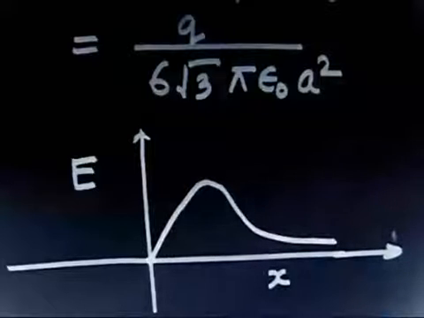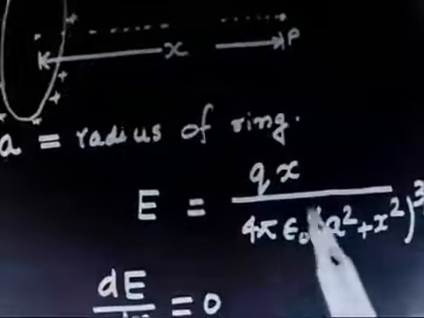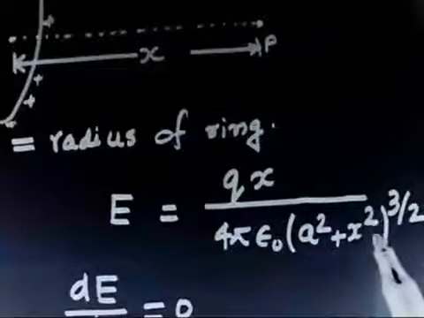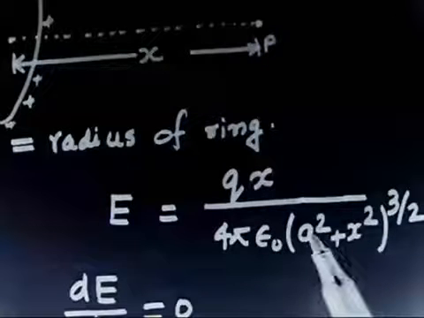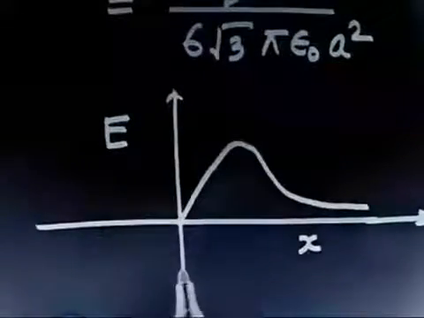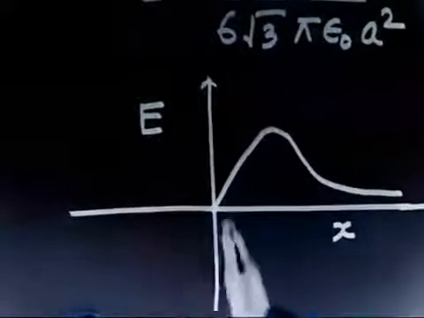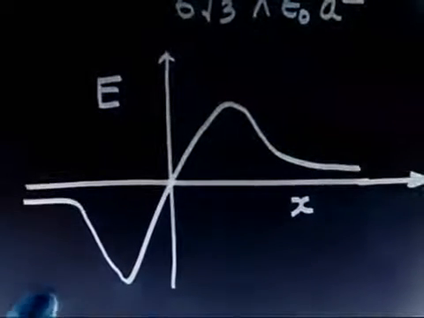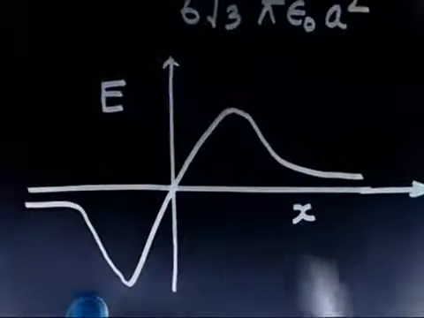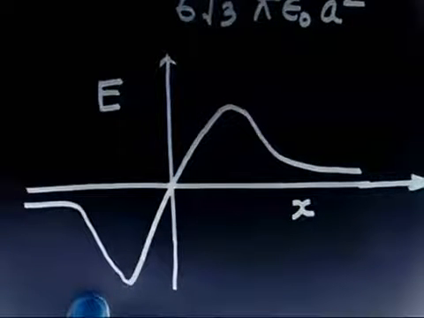And finally when x is infinite, what will happen? When x is infinite, this term will be governing because this is x and this is x square. So this is a bigger term, so it finally goes to 0. Now if you plot for the negative side of x, in that case electric field will be negative. So the negative side of x will have this kind of graph. Are you getting or not? Because on the negative side of x, electric field is negative. Negative means this is directed towards the minus x-axis. That is the only meaning we have.